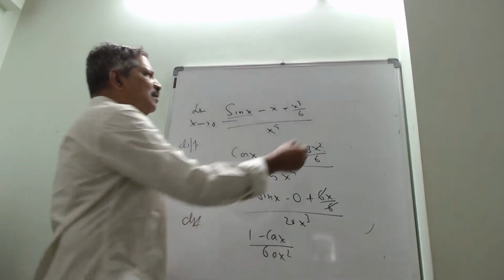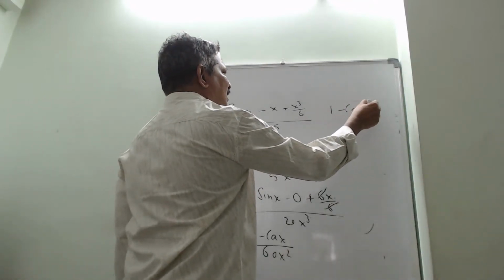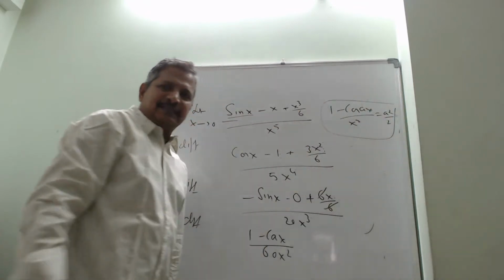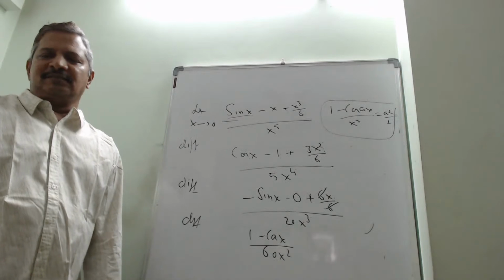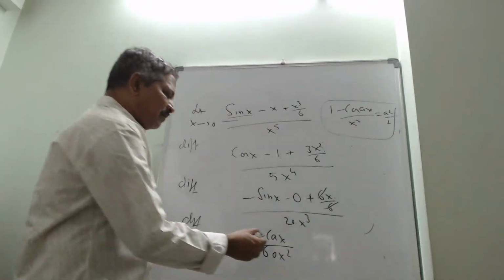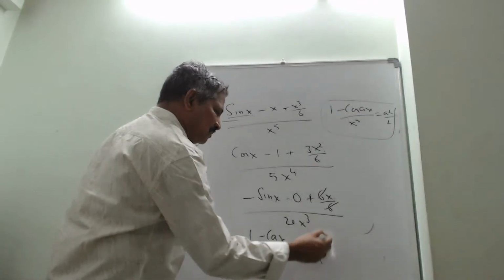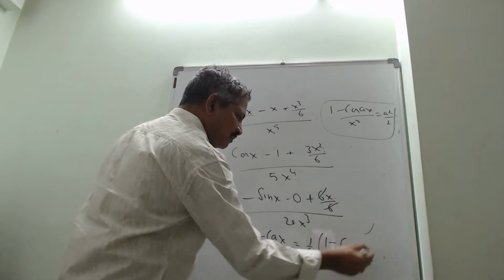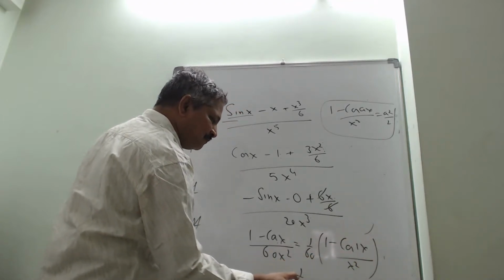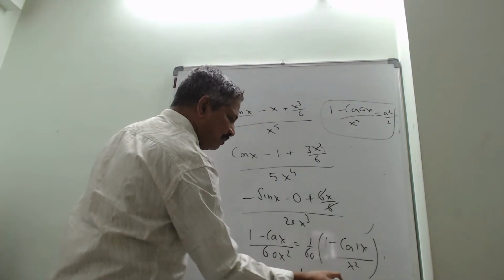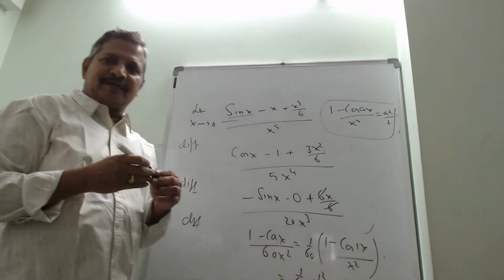I told today only, 1 minus cos ax by x square is a square by 2 when the limit tends to 0. So from that, 1 by 6 keep aside. 1 minus cos 1x, x means 1x, by x square. So 1 by 6 into a square, 1 square by 2. So we will get the same thing.